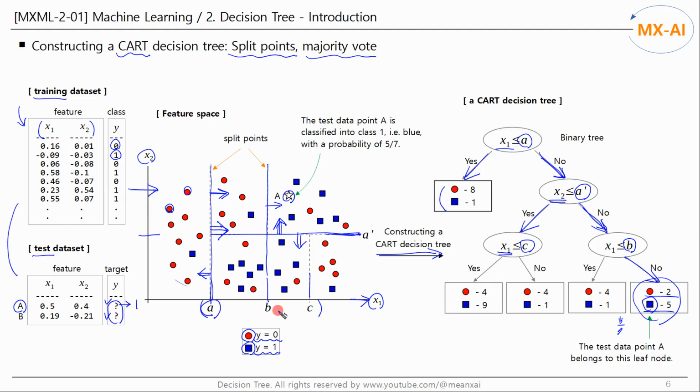In this example, we used 4 given split points. But in reality, we need to find the best split point among many candidate split points. We will look at this in more detail later.